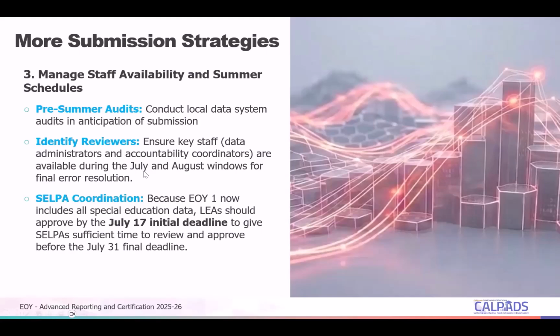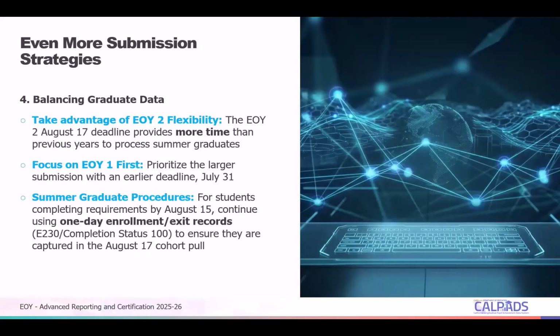Identify your reviewers for end of year. Make sure that key staff, such as your data administrators and accountability coordinators, are available during the July and August windows for final error resolution. SELPA coordination is very important as well because end of year 1 now includes all special education data. LEAs should approve by the July 17 initial deadline to give SELPAs sufficient time to review and approve before the July 31st final deadline.